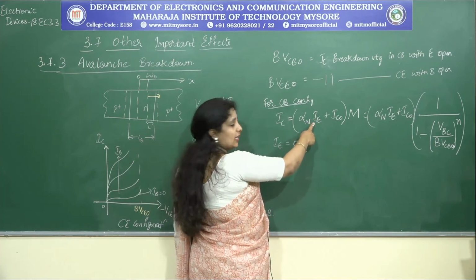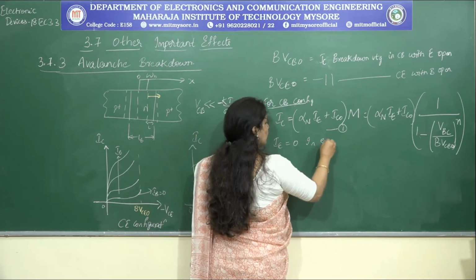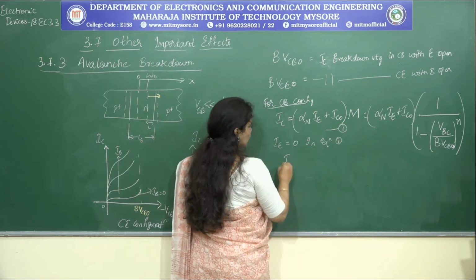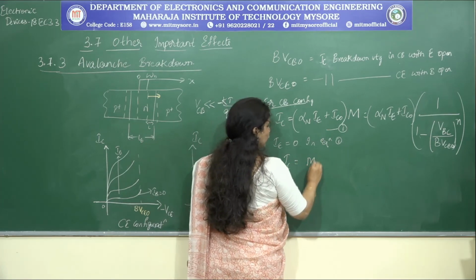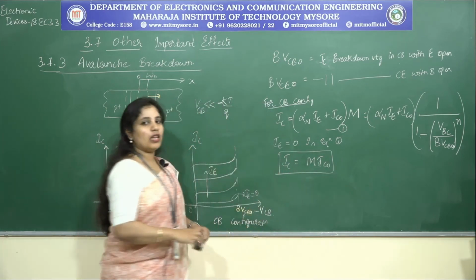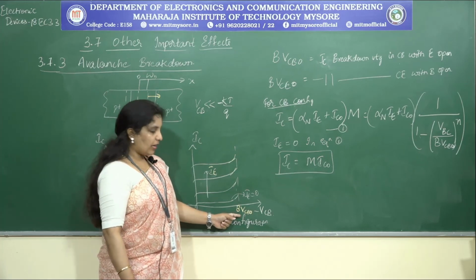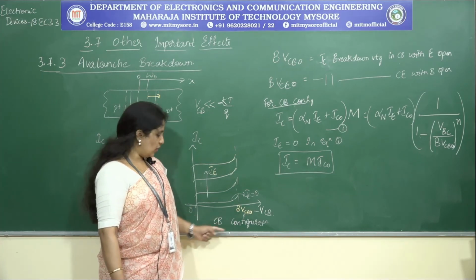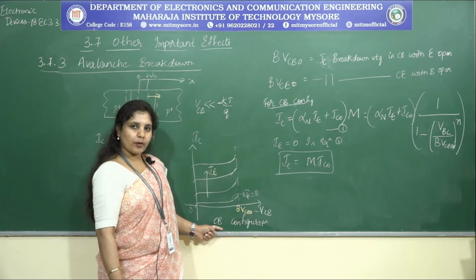If I substitute IE = 0 in equation 1, what will happen to IC? This term becomes 0. Therefore, it is just M into ICO. And this equation will help you find out how much the breakover voltage should be that I have to see in the common base configuration when I keep the emitter open.